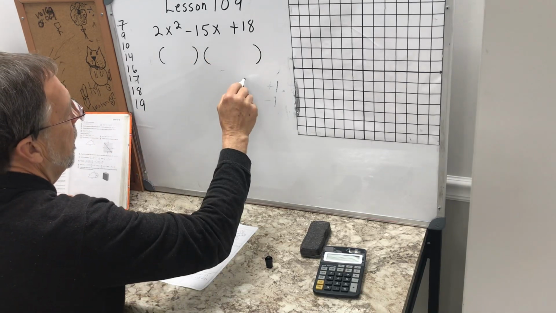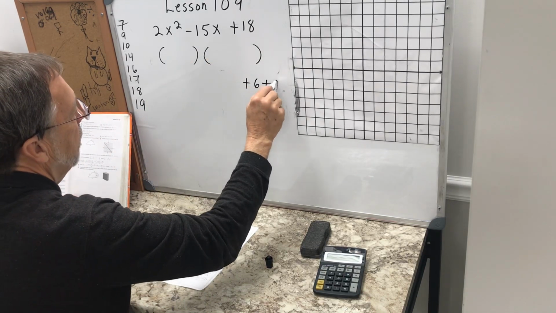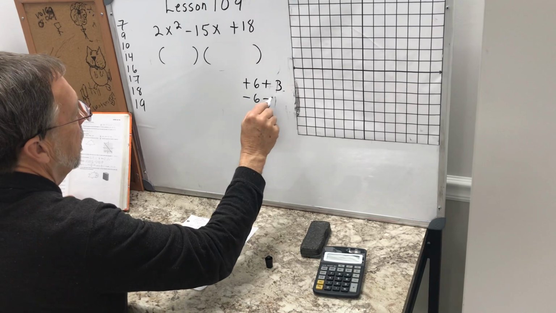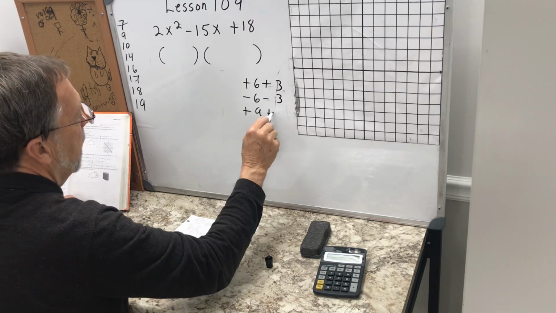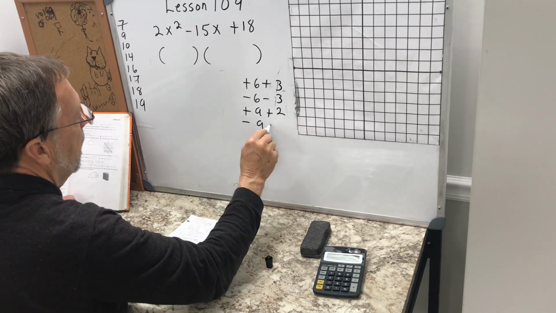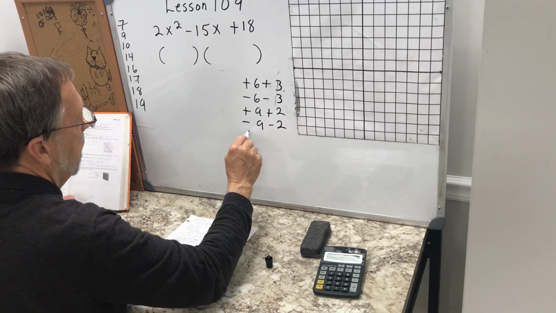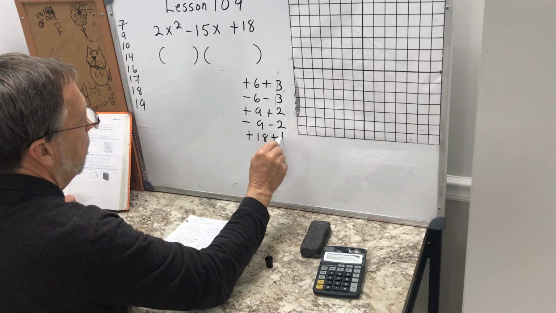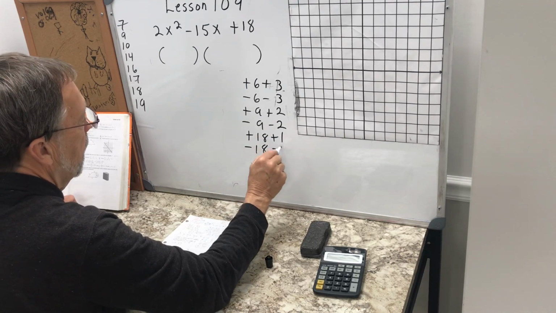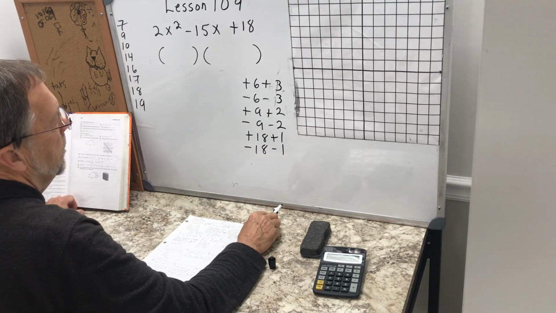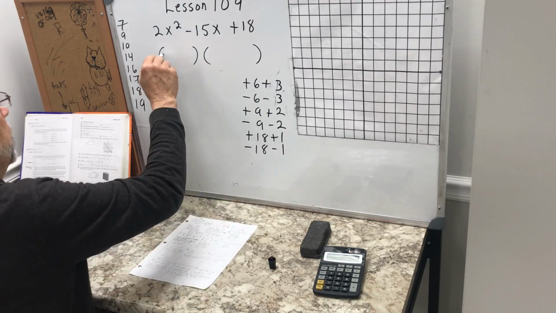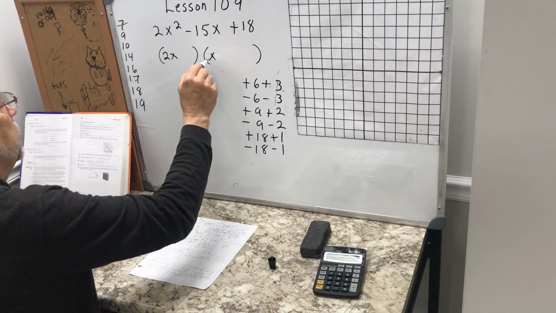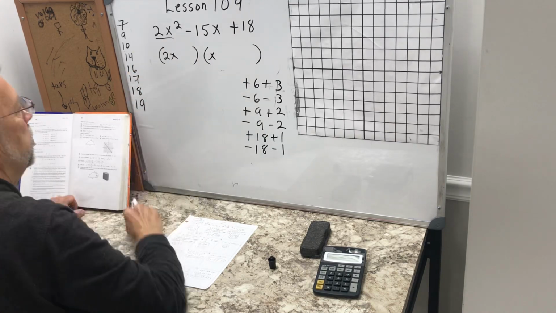Positive 18 can be a positive 6 and a positive 3, a negative 6 and a negative 3, a positive 9 and a positive 2, a negative 9 and a negative 2, positive 18 and a positive 1, a negative 18 and a negative 1. I believe that's probably all of those. Which ones do we choose? Well, first off, let's do this 2x and x so that this equals back to that.